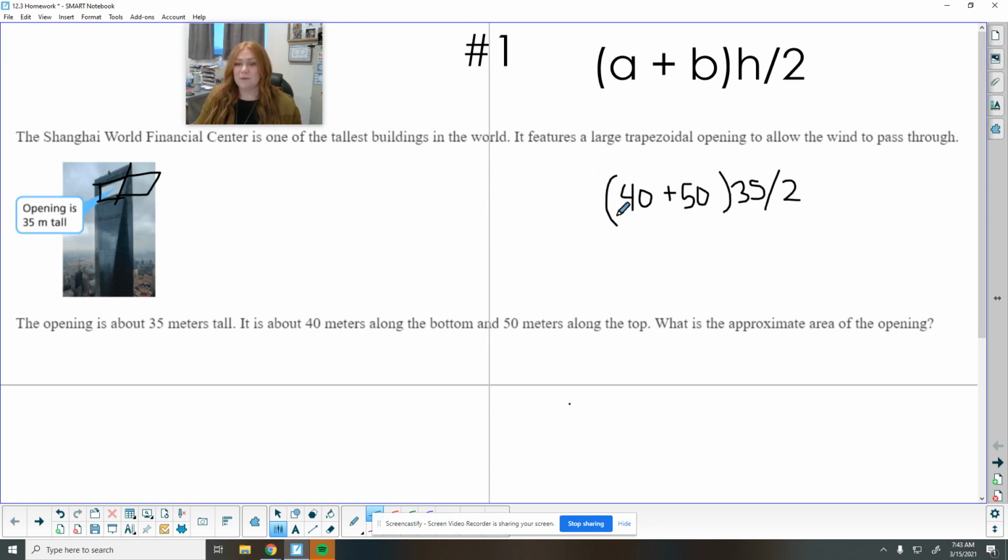So step 1 is we're going to add. Step 2, times the sum by 35. Step 3, divide by 2, and that will tell us our answer in meters squared.